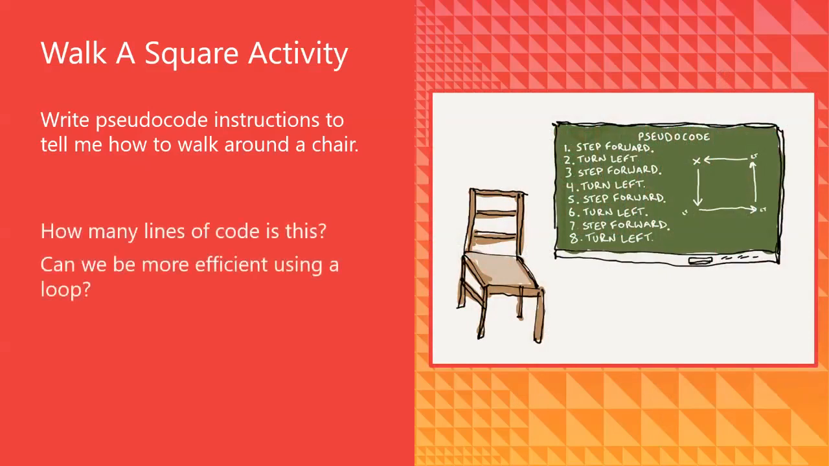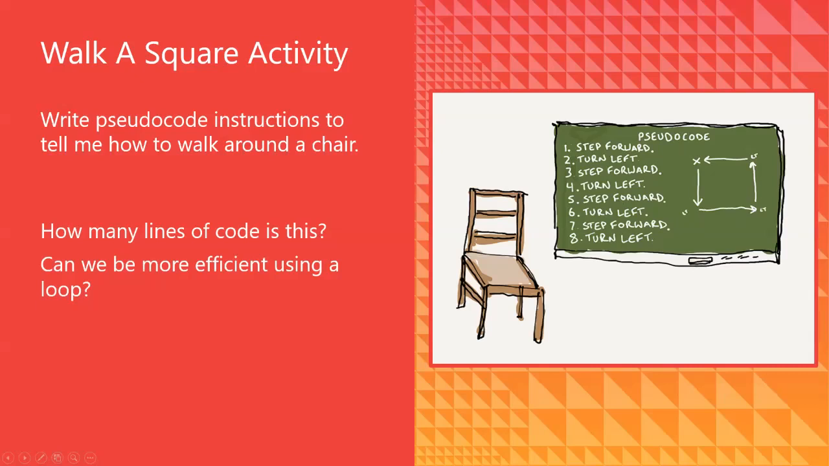Maybe write down what you think those instructions would look like. But this is probably what you came up with. First, you step forward, then turn left, then step forward, then turn left, then step forward, then turn left, then step forward, then turn left, and I'm back where I started. Notice this takes 8 lines of code to do this. But we're repeating this sequence here.